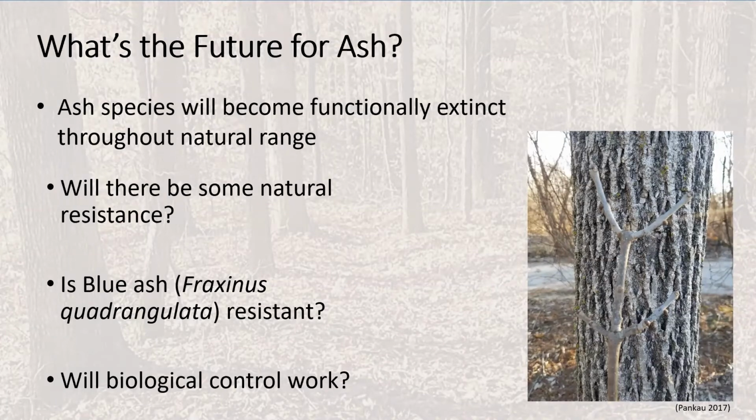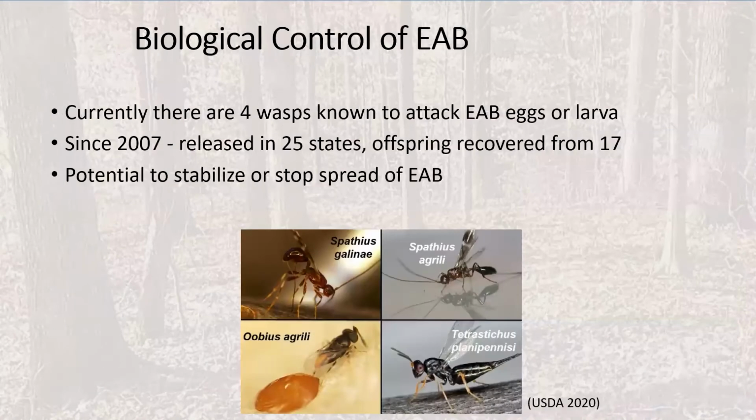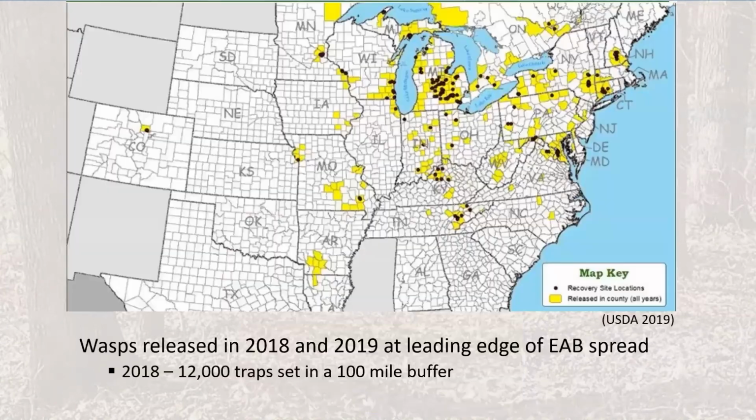So the last question here is, will biological control work? This is a really interesting instance where we have introduced some wasps that work to control emerald ash borer. Since about 2007, we've been releasing those across the range of the emerald ash borer, and we're trying to potentially stabilize or stop the spread of emerald ash borer.